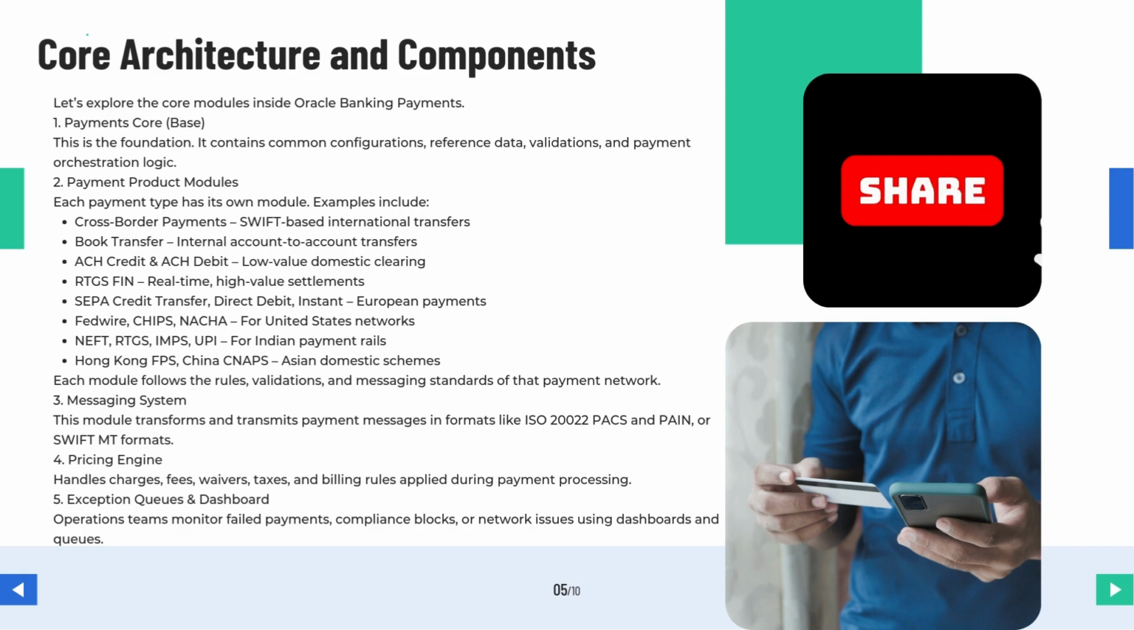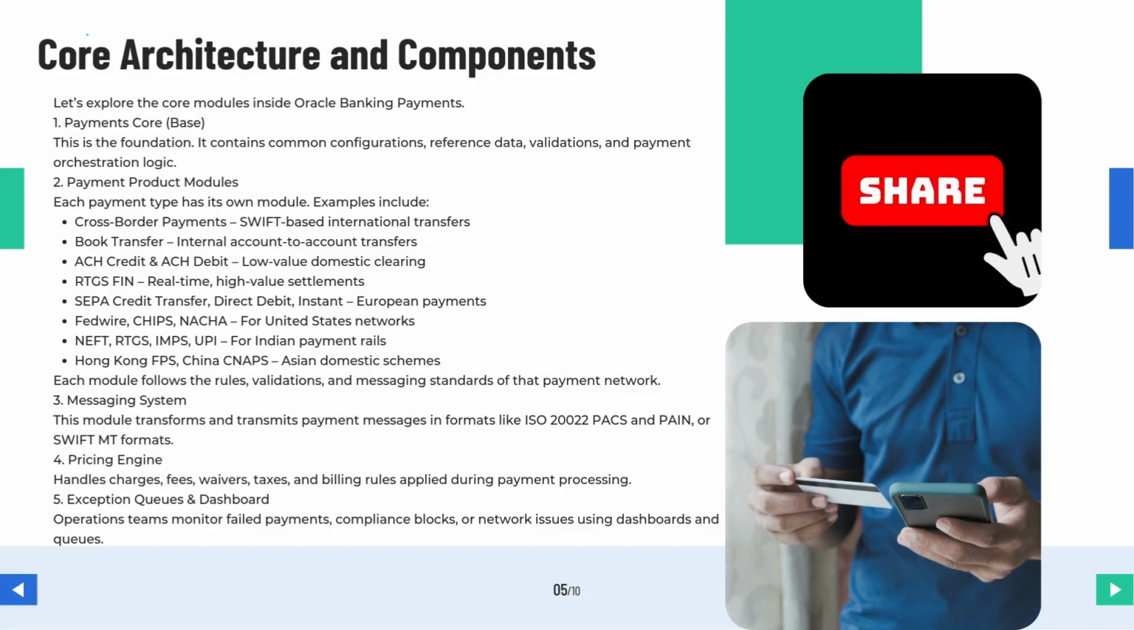Examples include cross-border payments, SWIFT-based international transfers, book transfer, internal account-to-account transfers, ACH credit and ACH debit, low-value domestic clearing, RTGS FIN, real-time, high-value settlements, SEPA credit transfer, direct debit, instant European payments, Fedwire, CHIPS, NACHA for United States networks, NEFT, RTGS, IMPS, UPI for Indian payment rails, Hong Kong FPS, China NAPS, Asian domestic schemes. Each module follows the rules, validations, and messaging standards of that payment network.